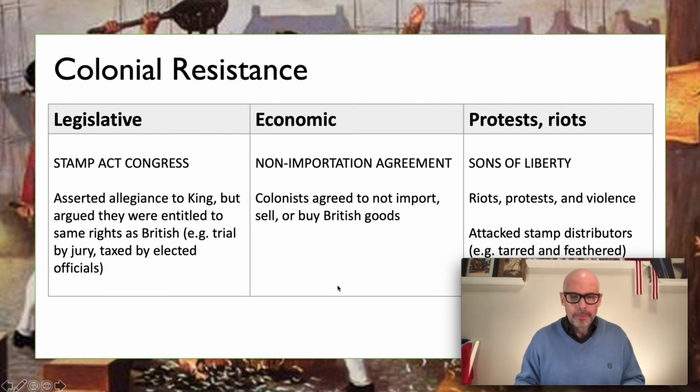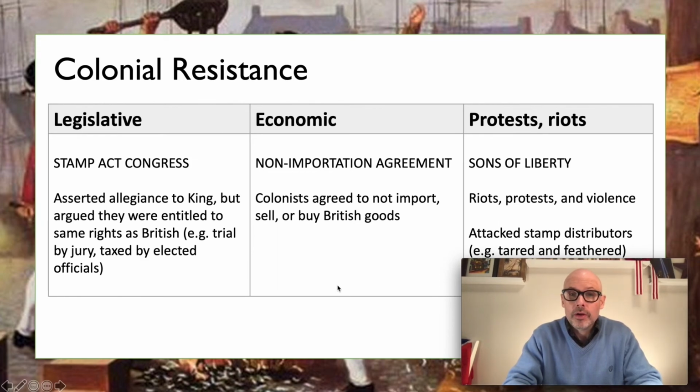The second way is economic. And this works brilliantly throughout history: get them where it hurts, in the wallet, in the pocketbook. This was a non-importation agreement, and the colonists agreed to this. They actually signed pieces of paper where they agreed not to buy or sell goods from Britain. Before this, owning British goods was a sign of status. It was like having a nice car or a nice phone today. This was a sign of being in the upper echelons of society, having something from Britain, a luxury good.